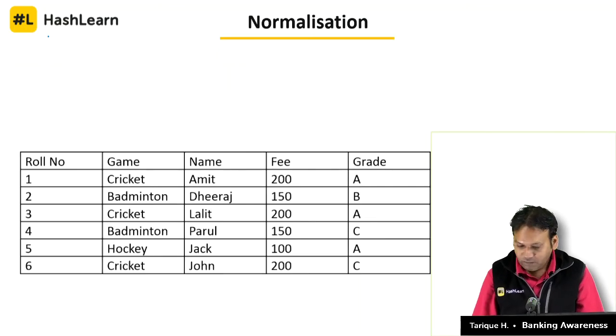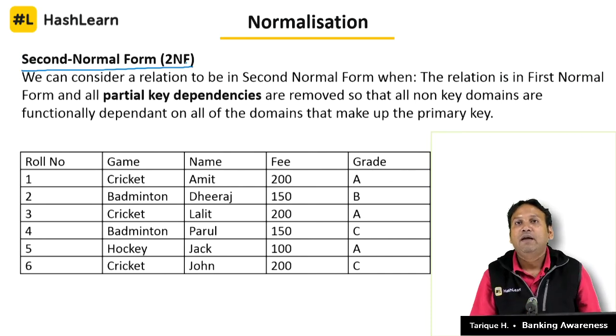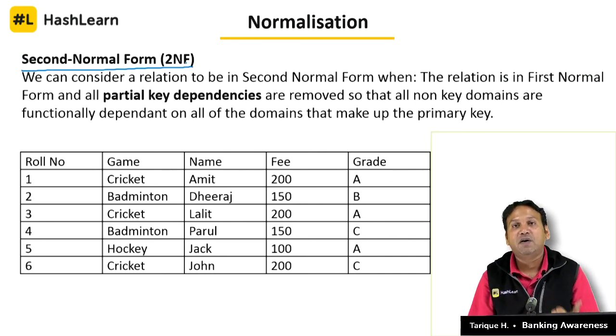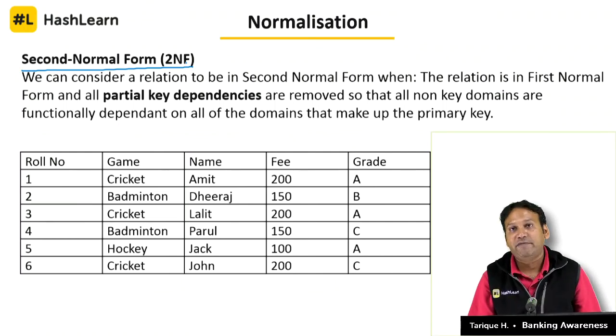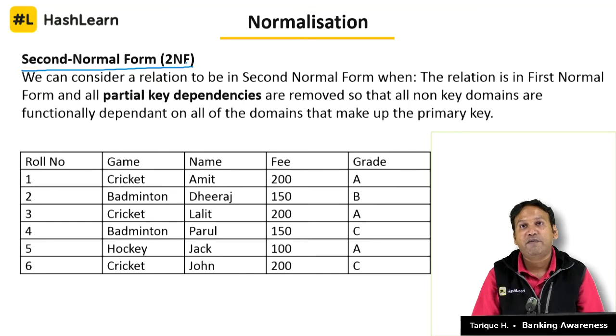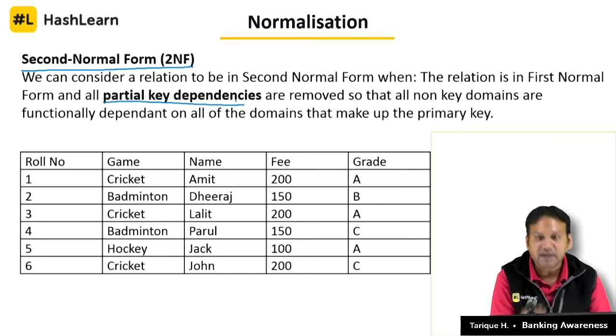Next, let's look at second normal form. So what does second normal form do? First normal form, very simple. It removes all non-atomic values and makes everything into atomic values. Atomic values means only one word can be there in a particular attribute. Now, if something is already in the 1NF, that means first normal form, and we want to improve it further to the second normal form, we have to remove partial dependencies.